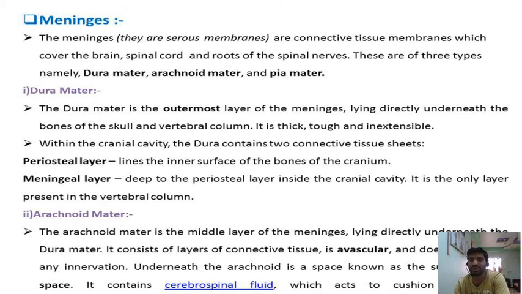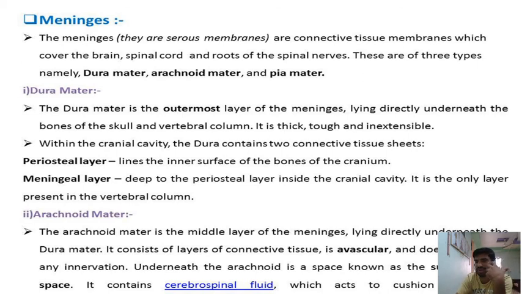The dura mater is the outermost layer of the meninges, within the cranial cavity. The dura contains two connective tissue sheets: the periosteal layer, which lines the inner surface of the bone of the cranium, and the meningeal layer, deep to the periosteal layer. Only the meningeal layer is present in the vertebral column, the backbone.